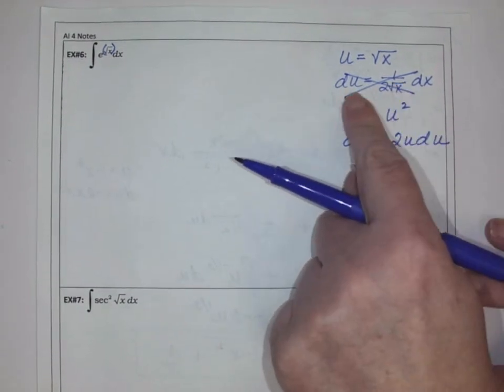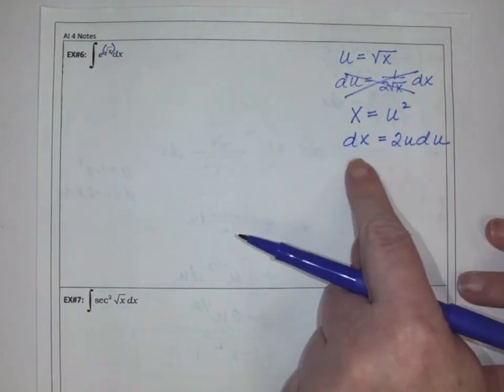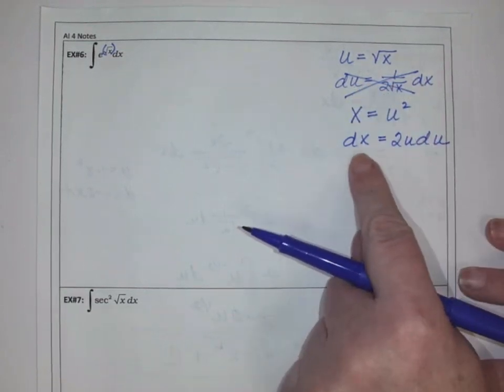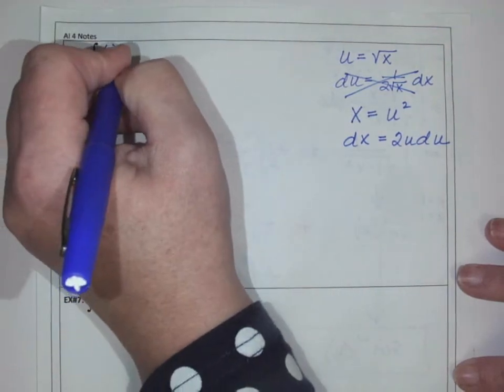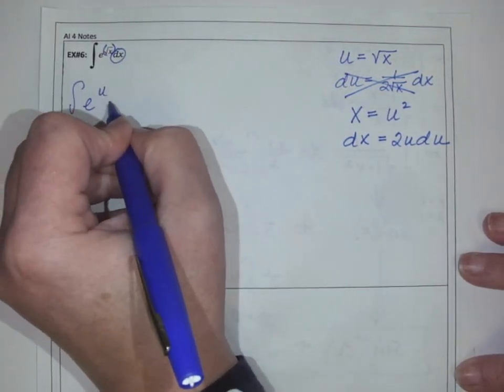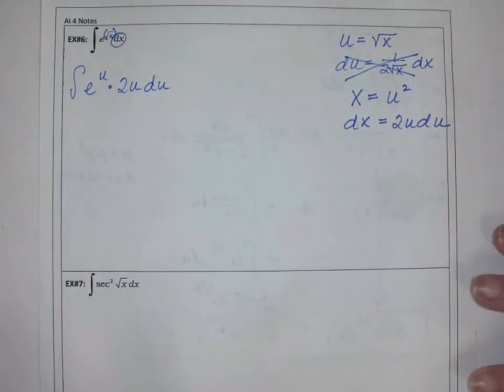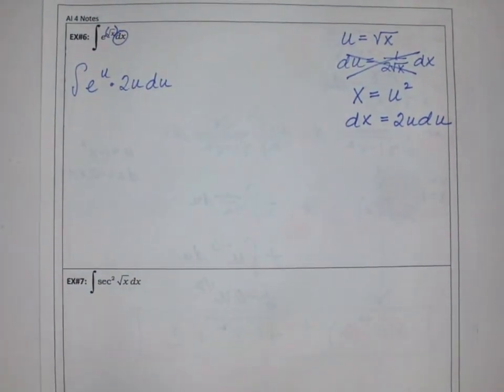I don't have to solve for dx. Now, I would end up getting the same thing if I manipulated this, but this is much easier to work with. So now, if I go replace, then I end up with the integral of e to the u times 2u du. Okay, so take a second, make sure that's sound. You get what we're going.